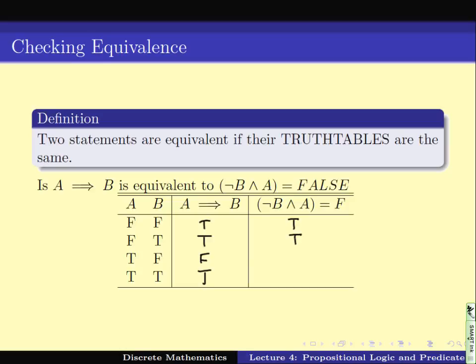Now if A is true and B is false, then what happens? Then not B is true, true and true is true, so true cannot be equal to false, so this statement is false. And again, if A is true and B is true, then not B is false. Then not B and true is false. So this is again true.